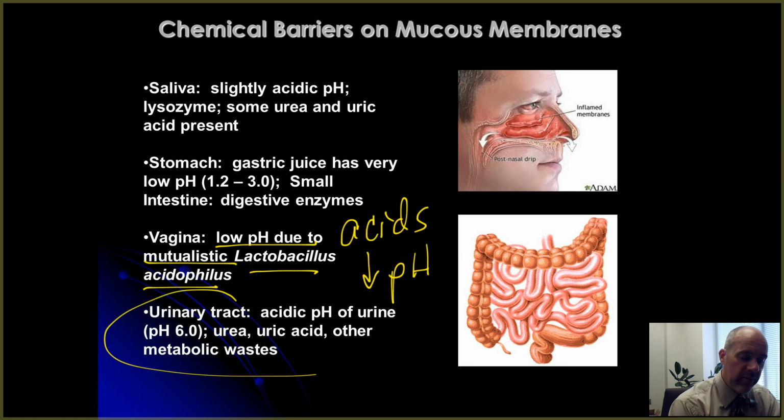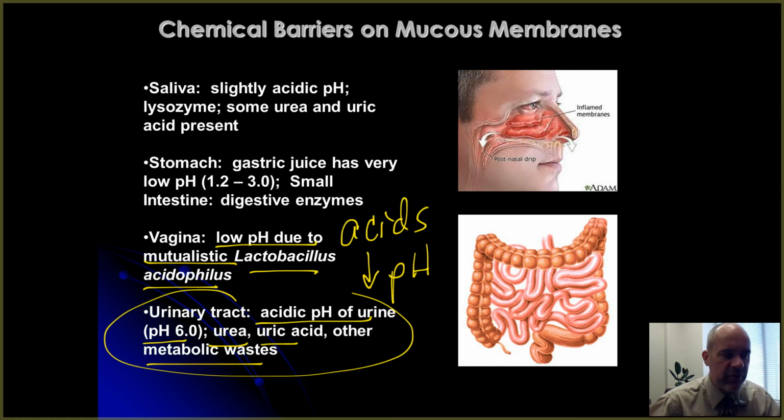The urinary tract, we've talked about this before. Urine has an acidic pH. It's about pH 6. It contains urea and uric acid wastes, other kinds of metabolic wastes produced by your cells that are not particularly friendly to microorganisms. So that's generally not a great environment for microbes. Plus you've got the urine stream all the time flushing microbes out.